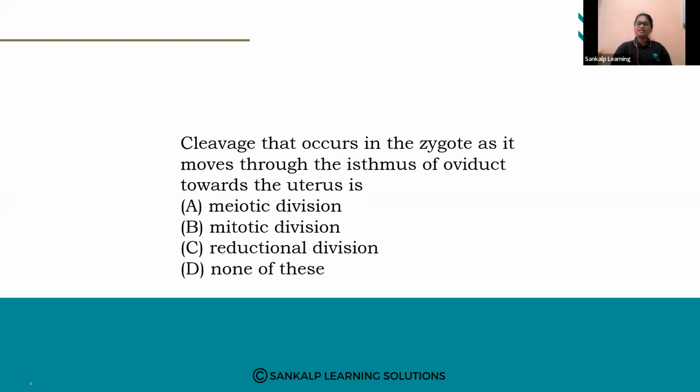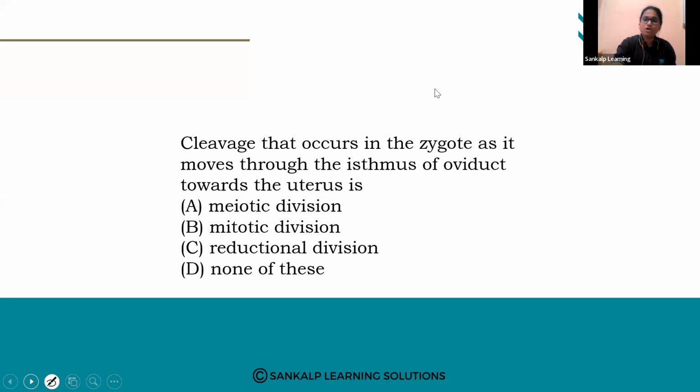Cleavage that occurs in the zygote as it moves through the isthmus of oviduct towards the uterus. What kind of cleavage happens? Meiotic division, mitotic division, reductional division, none of these. What is your answer, guys? Cleavage happens in the zygote, right? The cleavage will lead to the formation of the embryo. So they are asking what type of division this is. Komala answered it. What about others? Anvita answered it. Priyanka answered it.